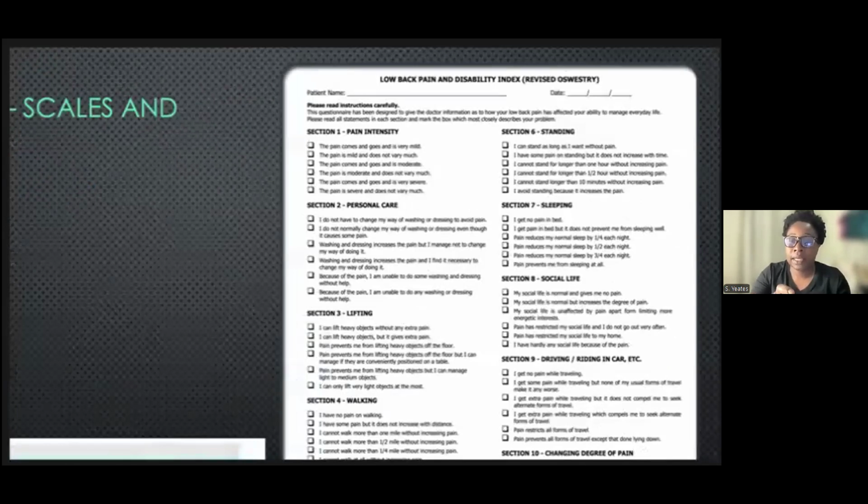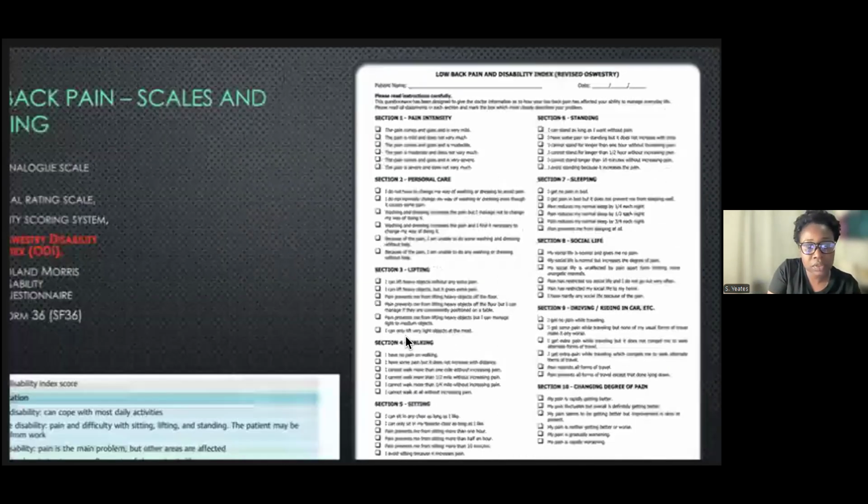Each item, so it consists of 10 questions related to activities of daily living, and each item is scored from 0 to 5, with 5 being the most disability, and the total is multiplied by 2% to obtain the final score. So let me zoom back out so we can appreciate the scoring system.